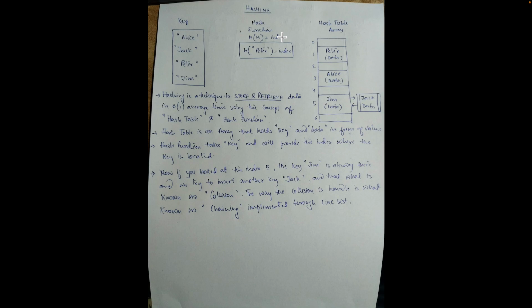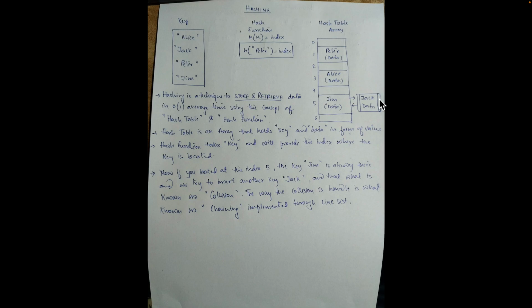Now what about the hash function? Well, a hash function is a function that takes a key as a parameter, and it will provide us the index corresponding to that particular key. So if you look at this, if the hash function has a key called Peter, the index would be 1, where exactly the key Peter is located. So that's how the hash function works.